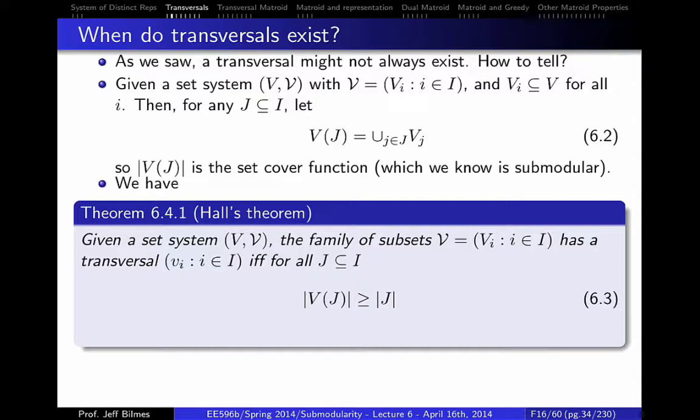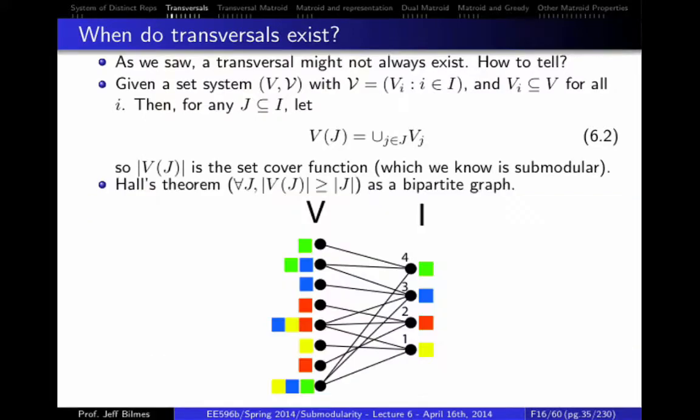So what we're going to get is Hall's theorem. Has anyone ever seen Hall's theorem before? Raise your hand if you've seen it. Okay, a couple. That's good. This is a famous theorem in combinatorics. Basically, if we've got a set system and a family of subsets, then a transversal exists if and only if, for all subsets J of indices, the cardinality of the corresponding neighbors on the left of the set of indices is no less than the cardinality of the set of indices.